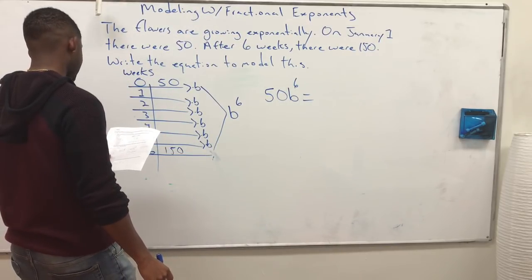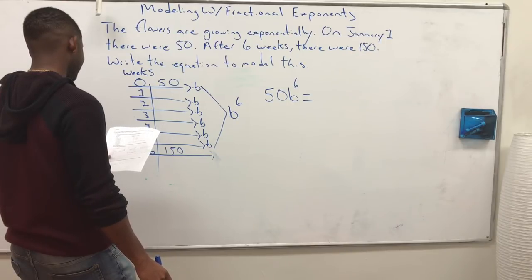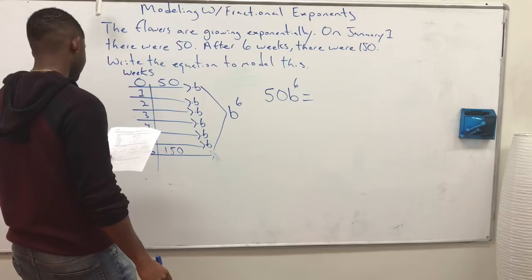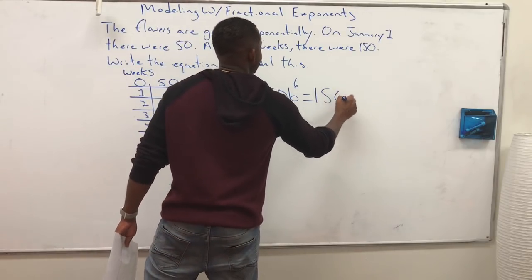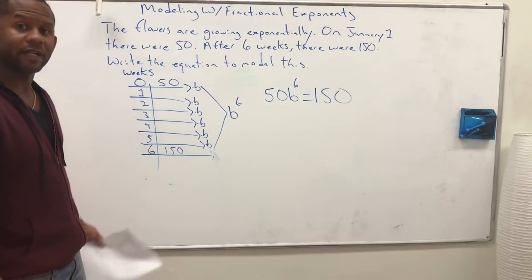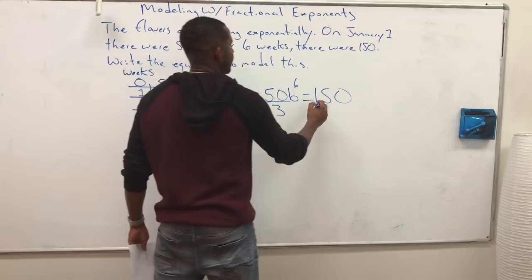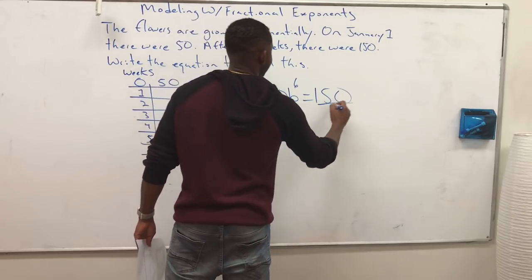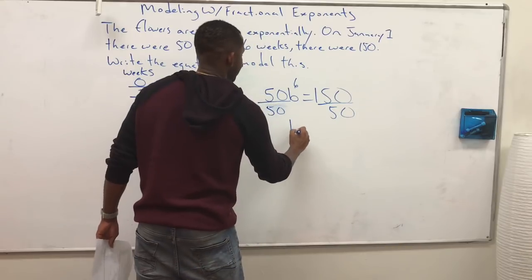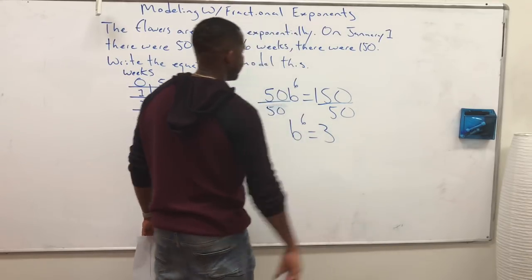equals 150, right? So I divide this by 50. I end up with B to the 6th power equals 3.